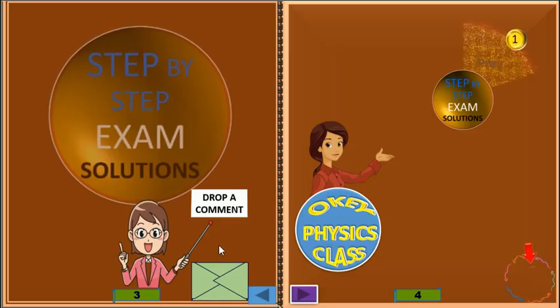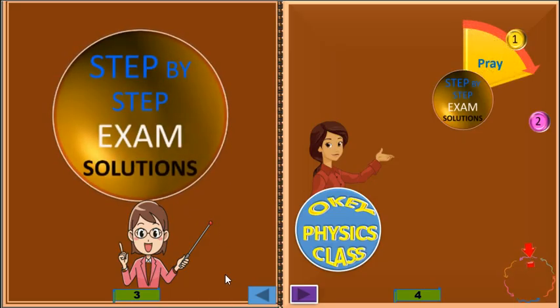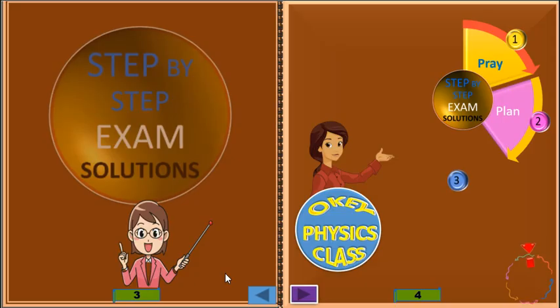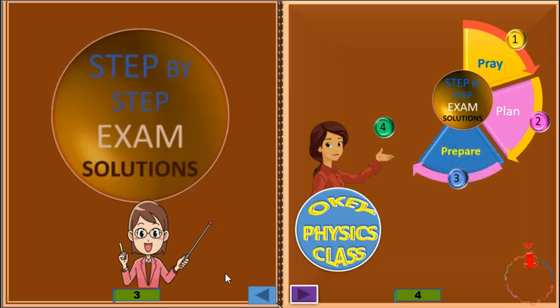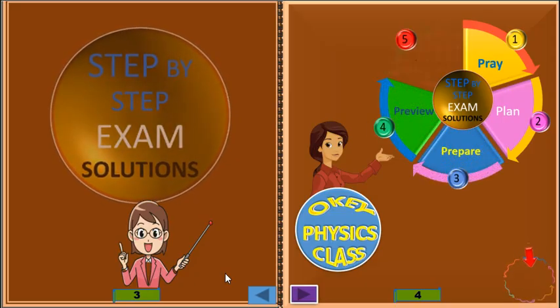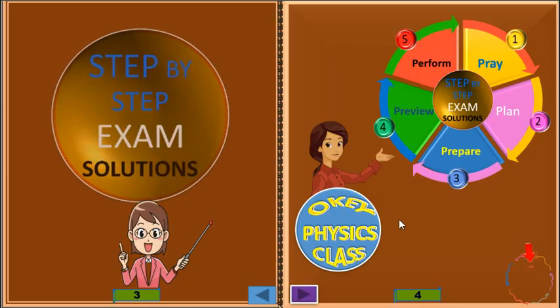Okay, physics class, present steps to exam success. Step 1, pray. Step 2, plan. Step 3, prepare. Step 4, preview. Step 5, perform. These are 5 basic steps to exam success.